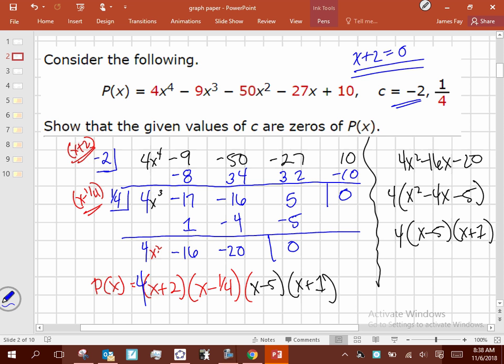Okay? Now, every once in a while, I don't know how WebAssign is going to grade this, because that's all products, right? It's all multiplication. Can that 4 be distributed to any one of those? So can I write that as 4x plus 8 times x minus 1/4 times x minus 5 times x plus 1? Or could I write it as x plus 2 times 4x minus 1 times x minus 5 times x plus 1? You can take that 4 and you can apply it to any one of those other factors that you want if you see that useful to you, okay?